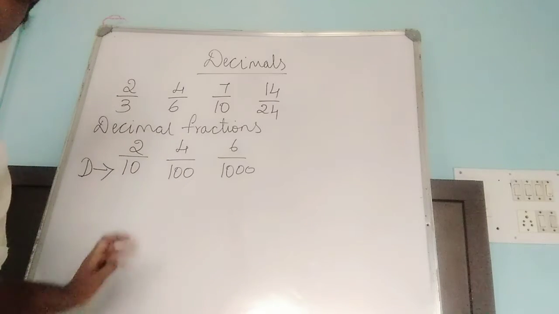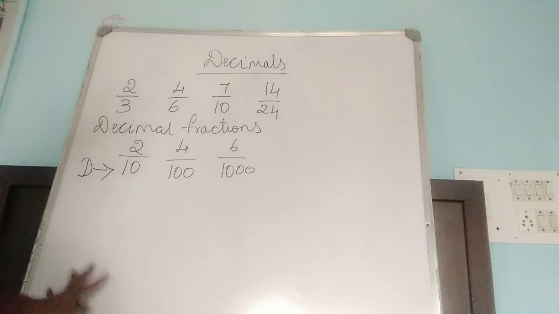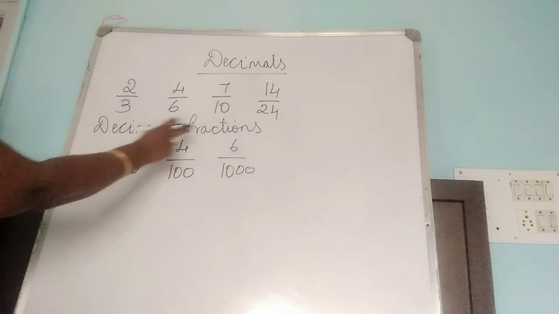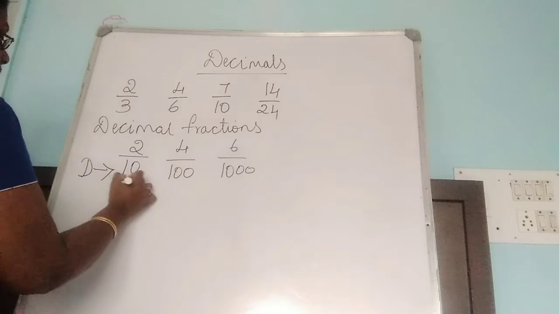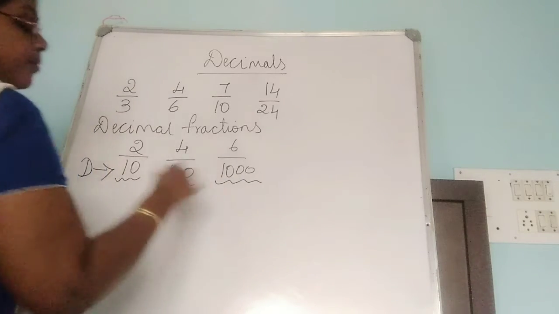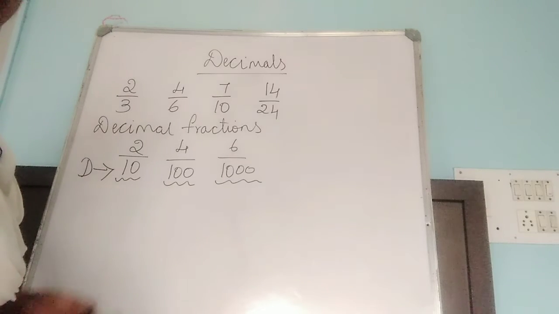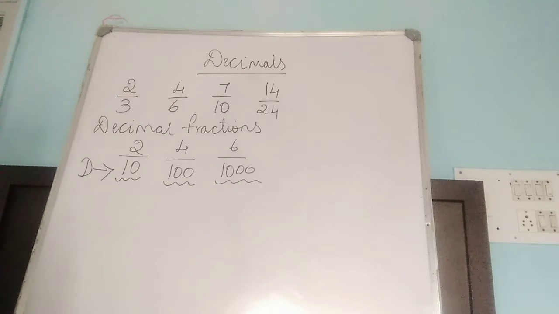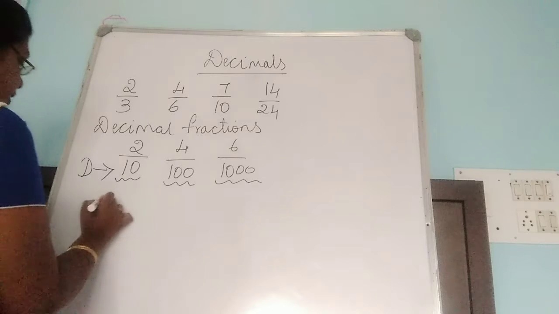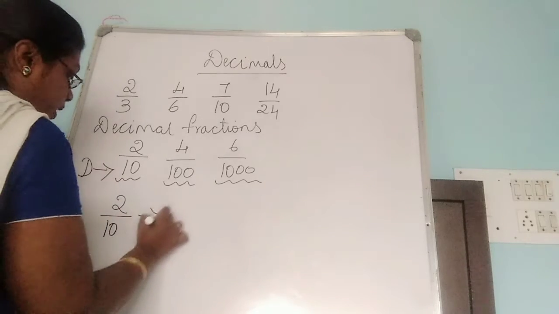You got it? The same thing we explained in the last online class also. So what is a decimal fraction? Any fraction having a denominator of 10, 100, 1000 or the products of 10 is said to be a decimal fraction. And the next part is that you need to convert the decimal fraction into a decimal.